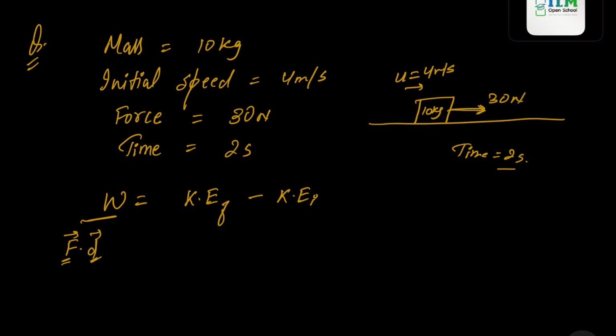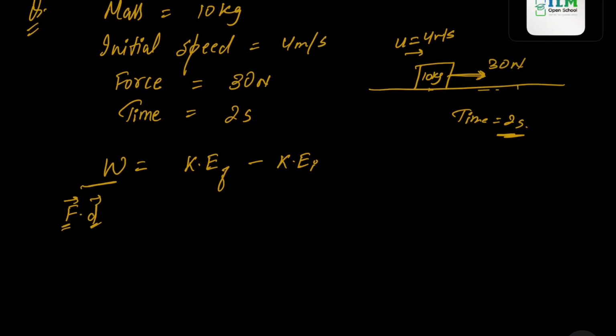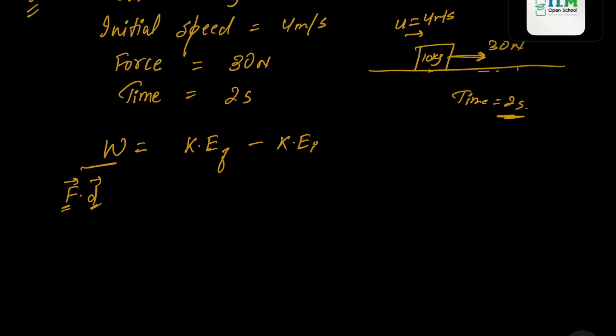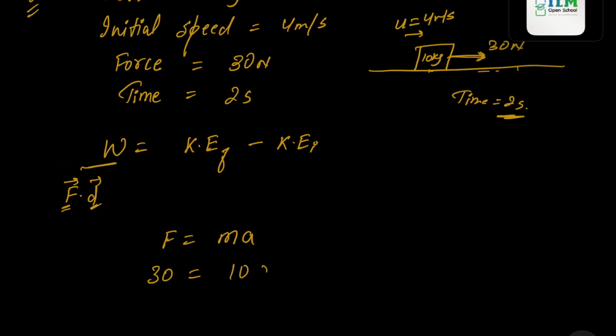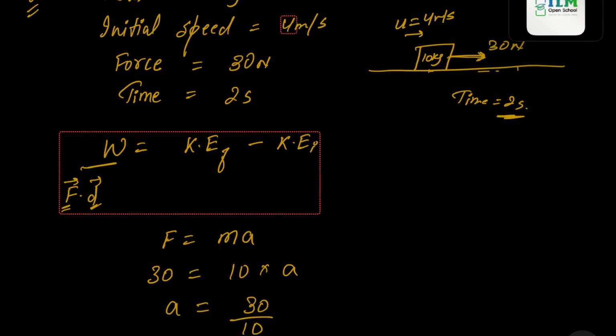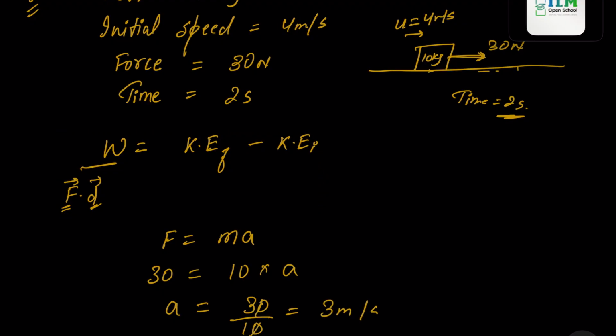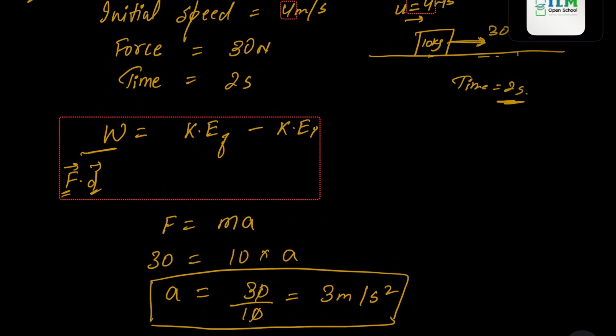To find out how much distance it has covered in 2 seconds, we have to find the acceleration. So first we will find acceleration, using Newton's second law. F is equal to mass into acceleration. Force is 30 Newton, mass is 10, into acceleration. We do cross multiplication and a is equal to 30 upon 10, which comes to 3 meter per second square. This is the acceleration.